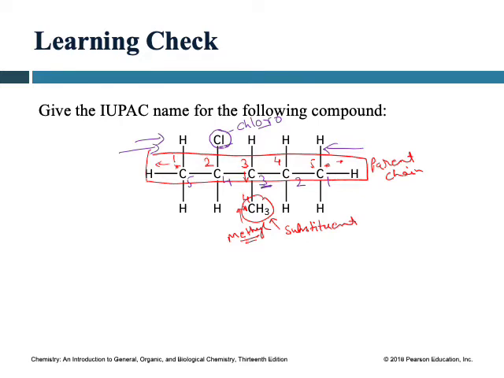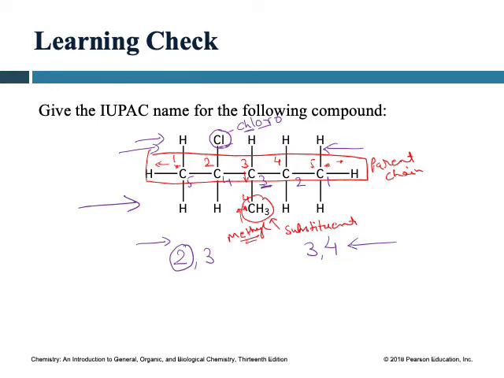So if I start from left to right, the first substituent is occurring on the second carbon, and the second substituent is occurring on the third carbon, right? If I go from right to left, our first substituent is occurring on the third carbon, and the second substituent, chloro, is occurring on the fourth carbon. So which end is a winner? The left to right end is a winner. Why? Because this is the lowest location of the substituent. So we have to start counting the chain from left to right.